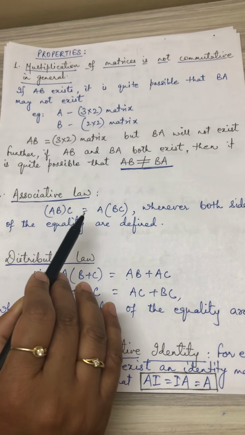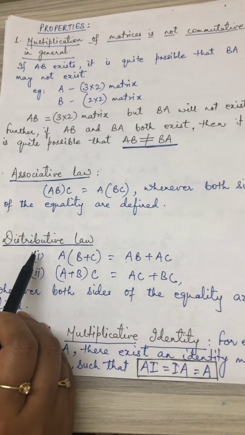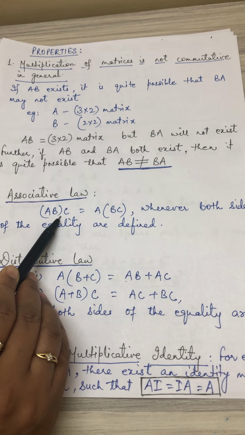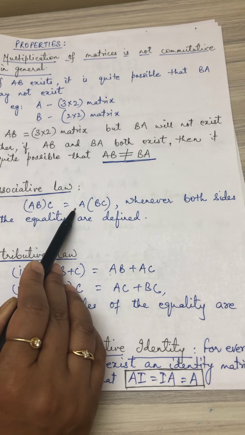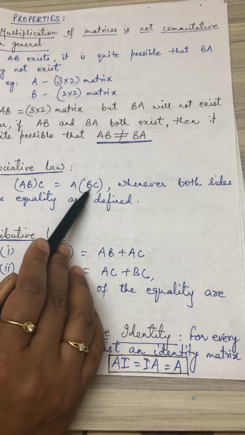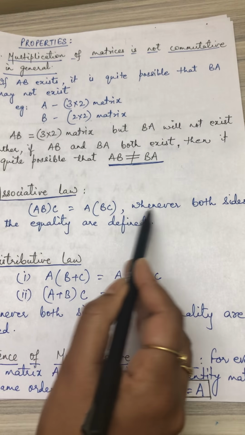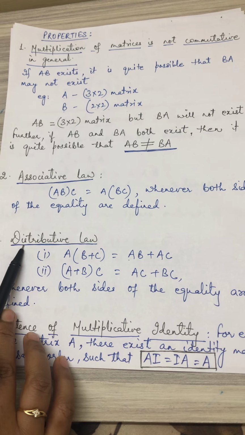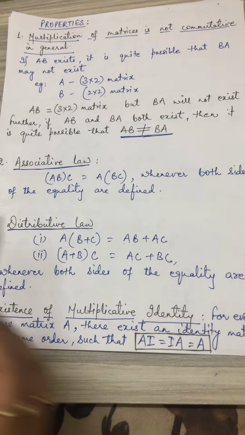If A, B and C are three matrices, then the product of A and B multiplied with the matrix C is equal to A multiplied with the product of matrices B and C, whenever both sides of the equality are defined. What does the distributive law state?